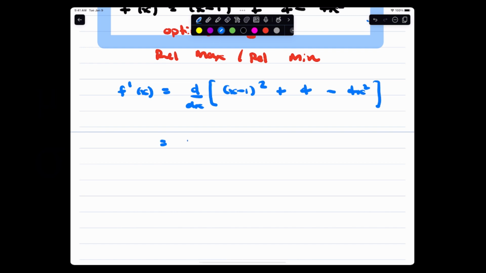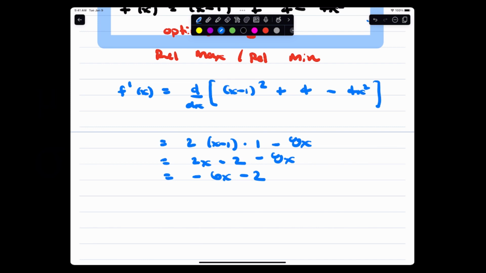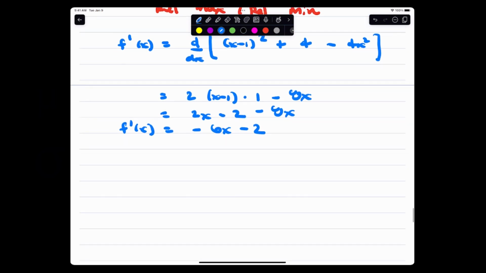You guys know how to get a derivative. This is 2 times (x minus 1) times 1. Don't forget chain rule. Minus 8x. 2x minus 2, I think, minus 8x. And then this will be negative 6x minus 2, looks like. All right, this is my derivative. Good job.